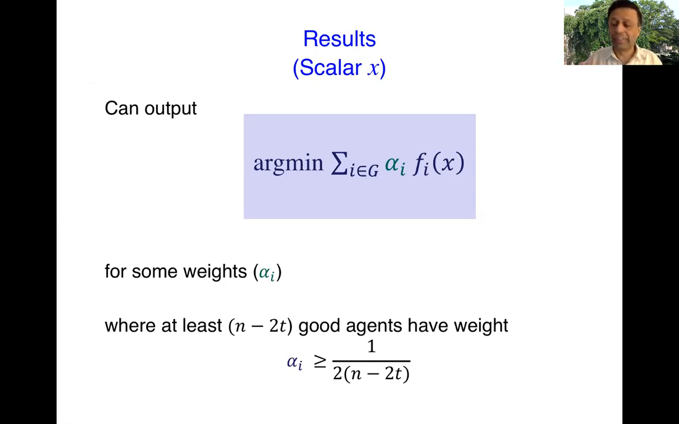But we can also show that no algorithm can do better, meaning that for any algorithm for this problem, you have to allow for the possibility that t of the agents may get weight 0 in the final outcome, meaning they have no impact on the final outcome, and no algorithm can do better. So in a sense, the results we have are tight in a particular way.